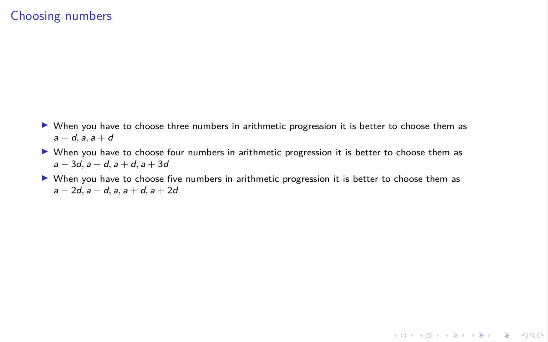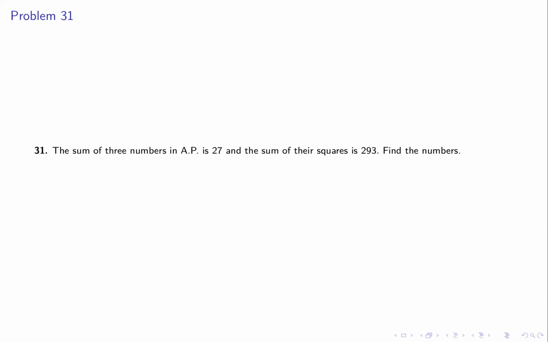One of the key things will be that when you have to choose three numbers in arithmetic progression, it is better to choose them as a minus d, a, and a plus d. Similarly, for four numbers, you can choose them as a minus 3d, a minus d, a plus d, and a plus 3d. And for five numbers, you can choose them as a minus 2d, a minus d, a, a plus d, a plus 2d. The reason is that when you add them, d gets cancelled out and you are only left with a to solve the simple equation. So let's get started with the problems.